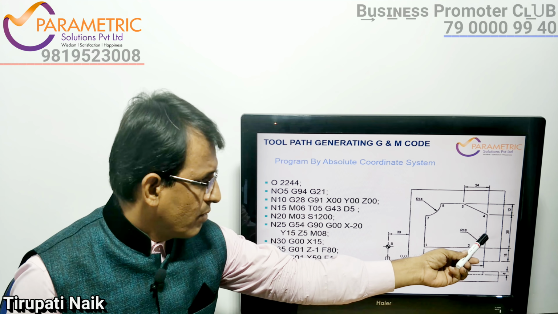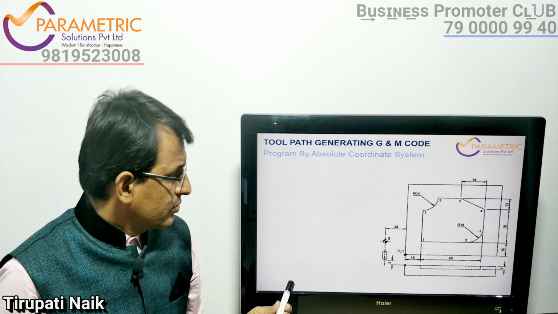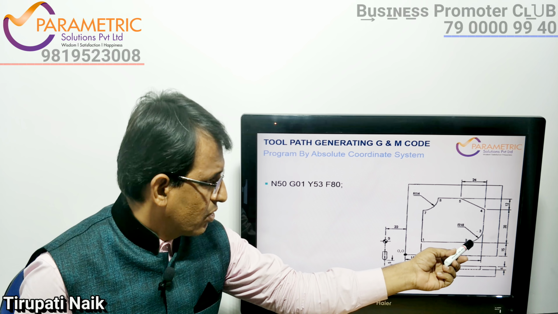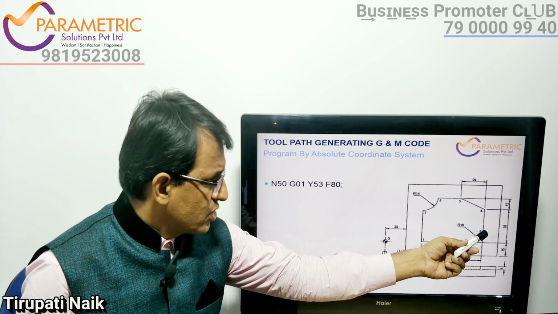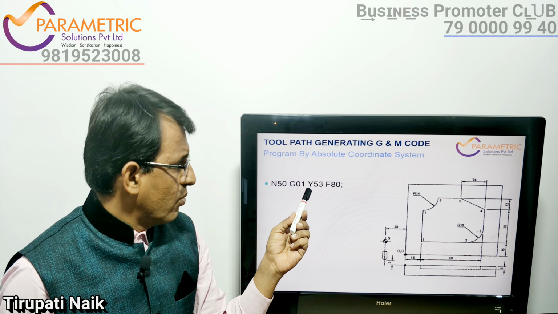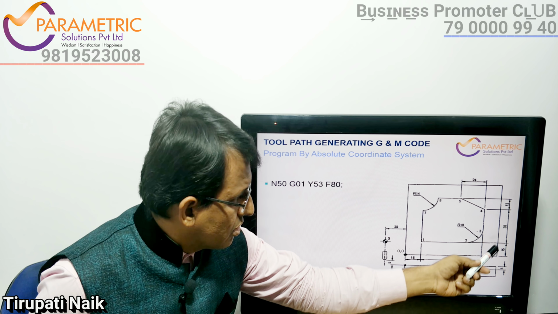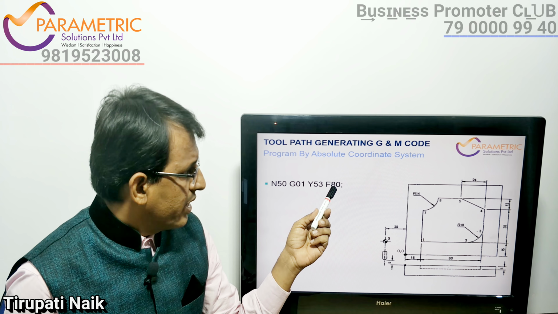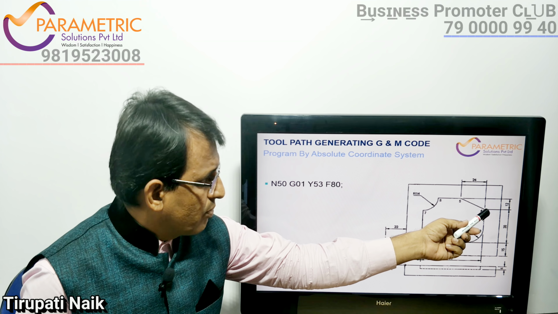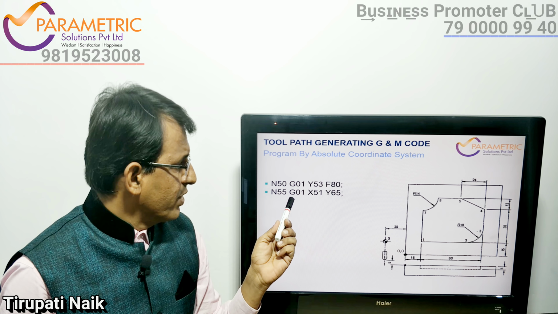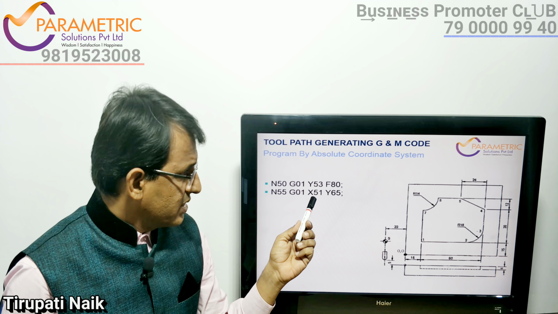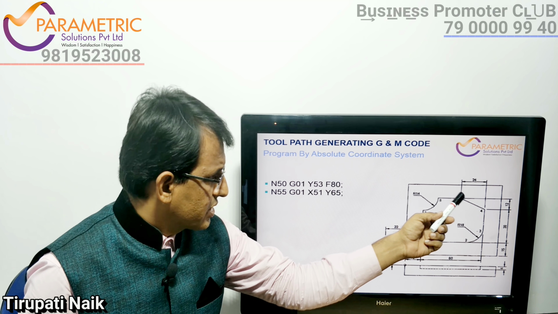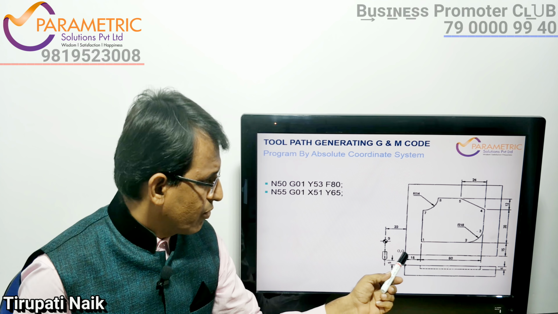From the third point to the fourth, that is N50, G01, linear interpolation again, changed from the circular interpolation to linear interpolation, that is G01 Y53. So 38 plus 15 is 53, then feed 80. Then there is a taper from the fourth point to the fifth, that is N55, G01, X51, Y65, this particular point. X is this distance, Y is from here to this distance, from origin.